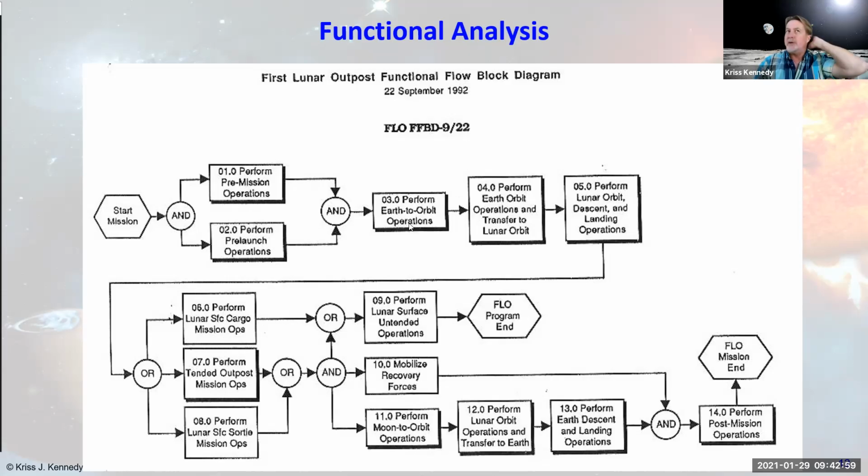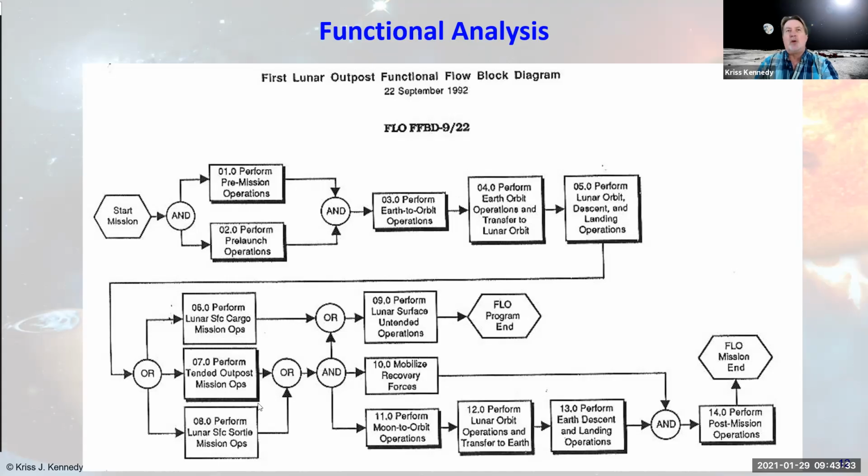So as you walk through this, you have perform Earth to orbit operations, and transfer to lunar orbit, etc. Perform lunar orbit, descent and landing operations. And then you get into the or. So the and or can be used. And means you're doing things in parallel, or means you're doing one of these things. And so you could perform your surface cargo mission ops, perform your human tended outpost mission ops, or perform lunar sortie ops.